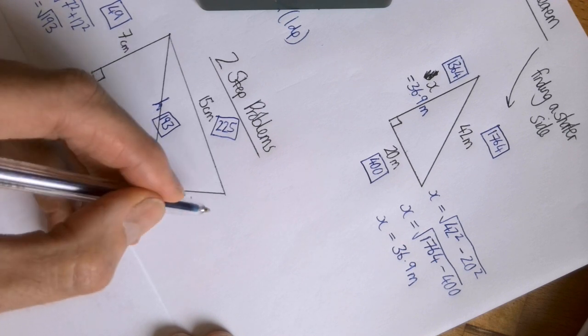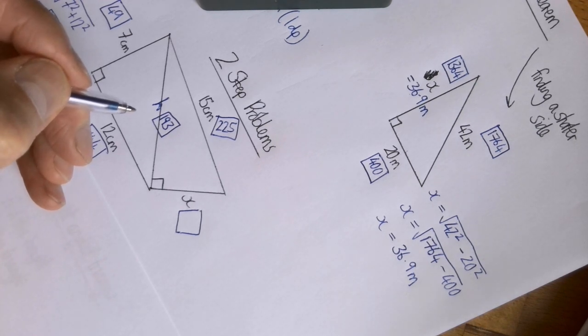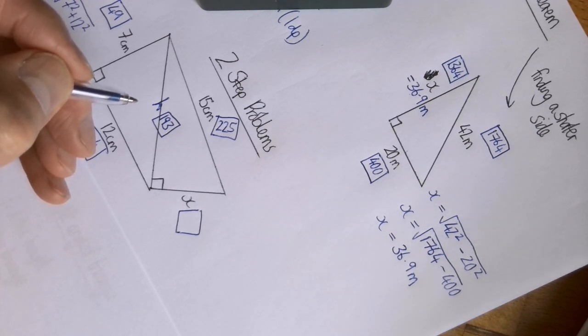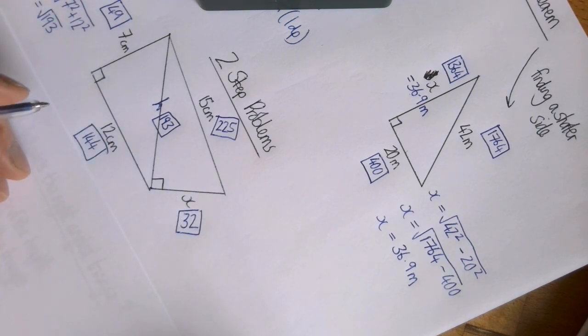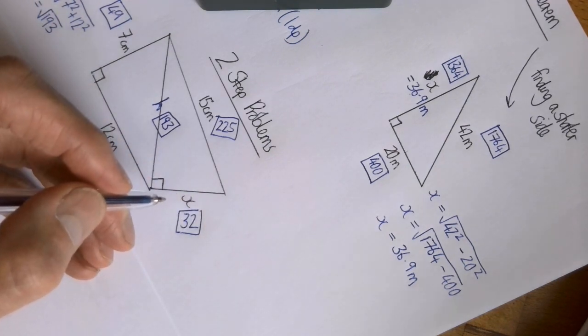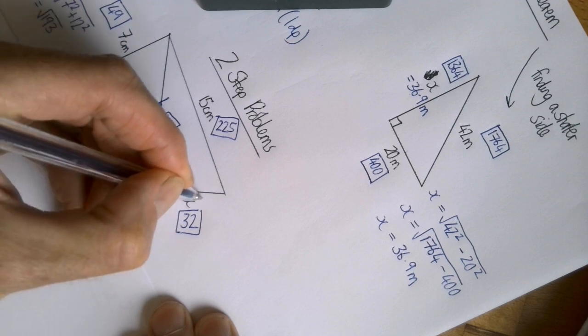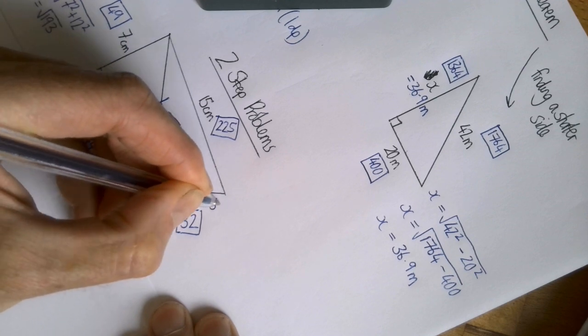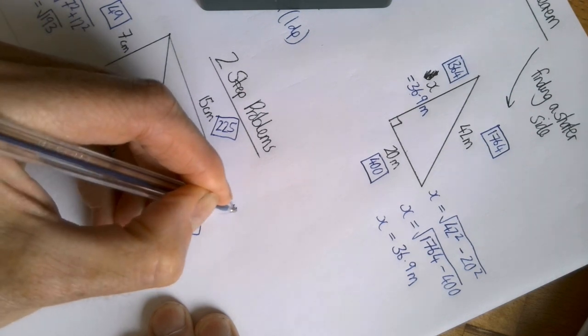So this side squared is 225, take away 193. So x is equal to the square root of 32, which again isn't going to be a nice round number. So x is going to equal 5.656, so that's 5.7 centimetres.